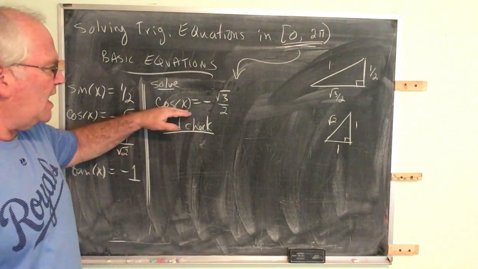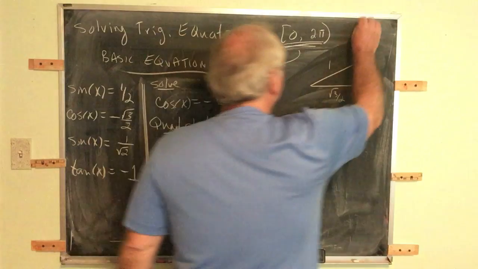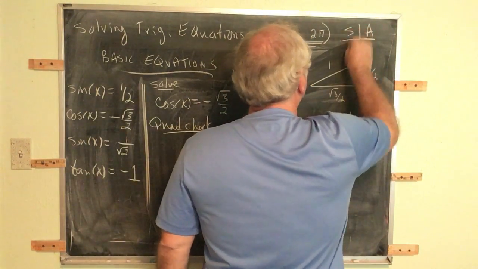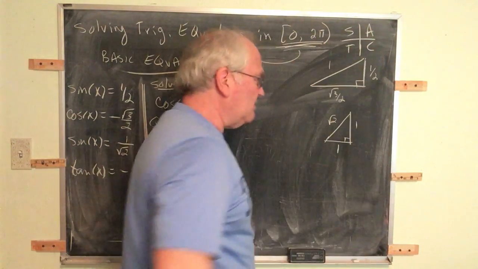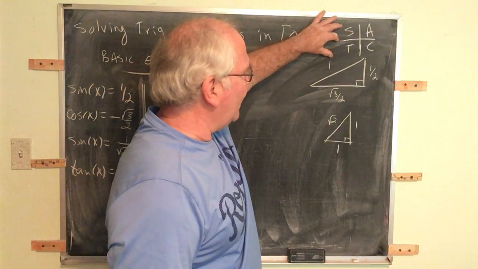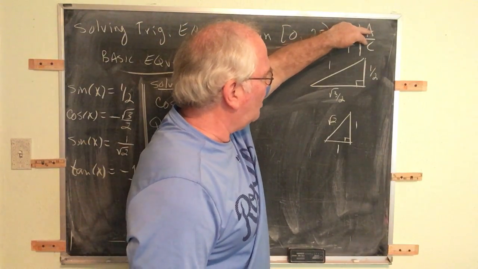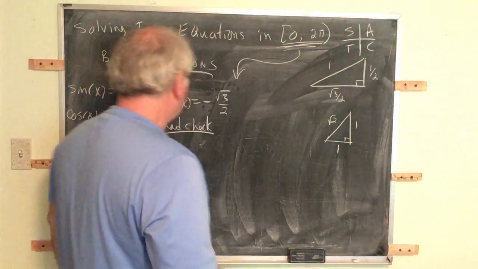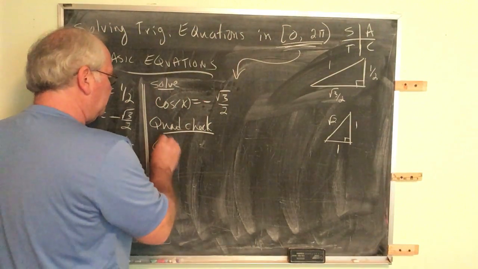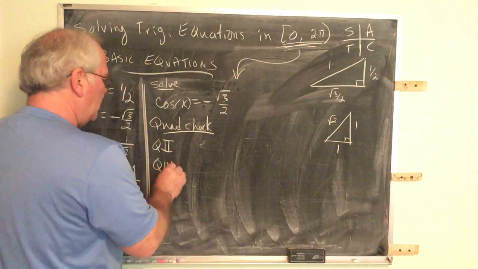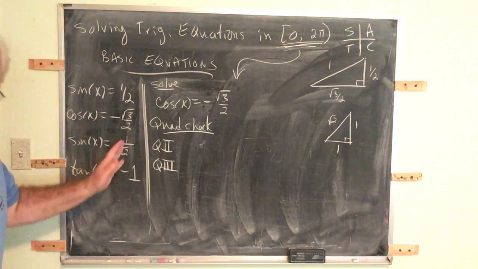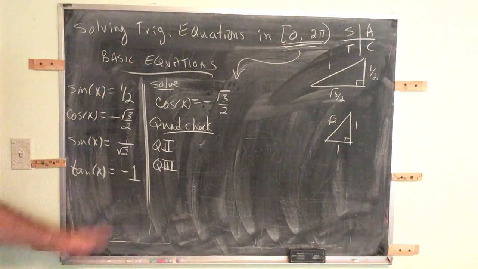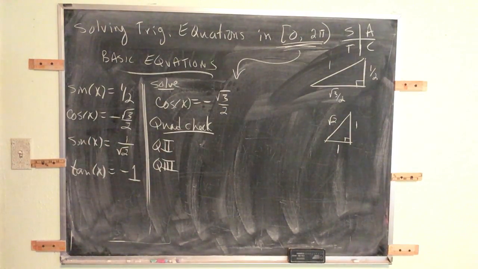Where is cosine negative? Well, I think we talked about this before. Where is cosine negative? Cosine is positive in quadrants 1 and 4. Cosine must be negative in quadrants 2 and 3. So we have a quadrant 2 solution, quadrant 3 solution. Just write them down. So you're not done until you find those two solutions.